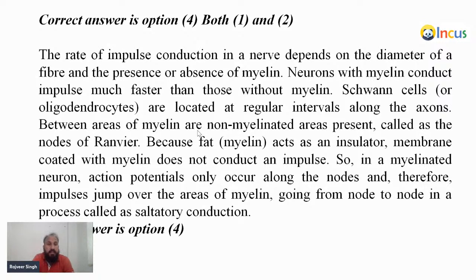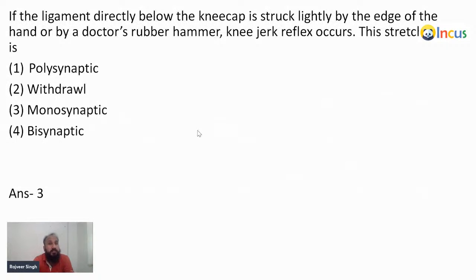So, in myelinated neurons, action potential only occurs along the nodes, and therefore the impulse jumps over the area of the myelin, going from node to node, in a process called saltatory conduction. Answer will be fourth.